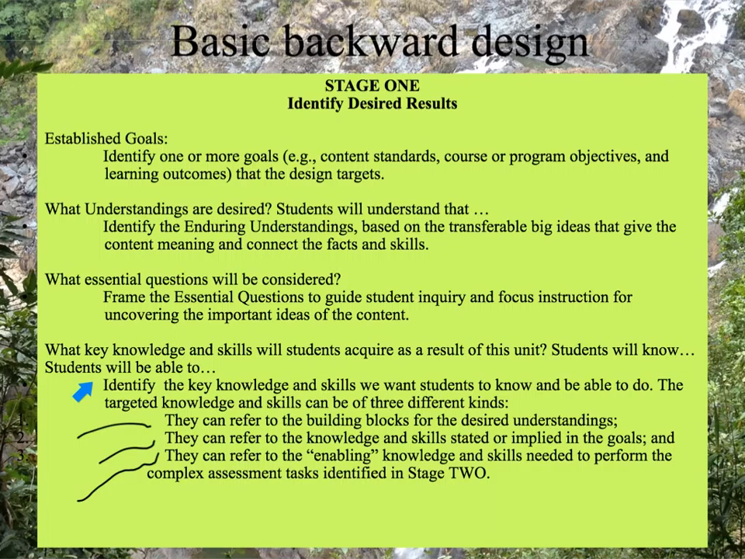Okay, so in this part, you want to identify the key knowledge and skills we want the students to know and be able to do. The targeted knowledge and skills can be 3 different kinds. Now, I thought this was a bit confusing, so hang on with me. What you want them to know or do can come from several different places, because knowledge and skills can be background information. It can be lots of things. So they can refer to building blocks for the desired understandings. What you want them to know or do can refer to the knowledge and skills stated or implied in the goals. Or it can refer to the enabling knowledge and skills needed to perform complex assessments and tasks identified in Stage 2.